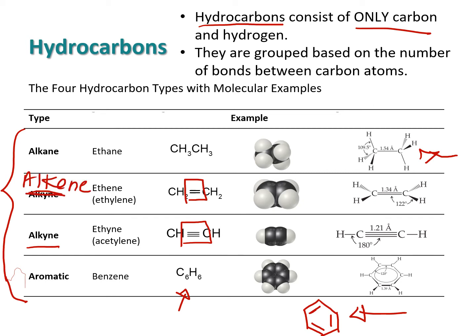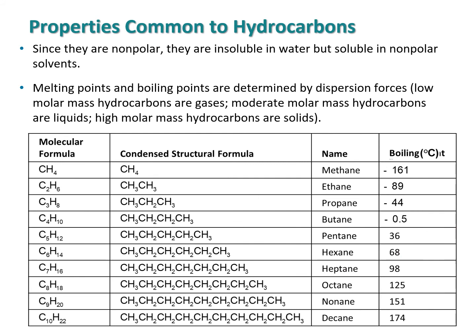This should be alkene, and then this one's alkyne, and then aromatic. So some properties common to hydrocarbons is the overall increase in boiling point based off of the size. So we learned about this way back when in chapter 1 about intermolecular forces.